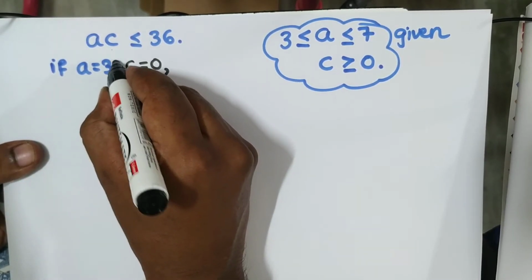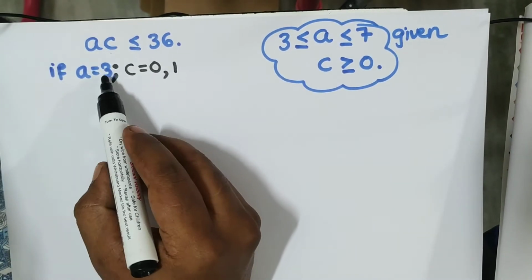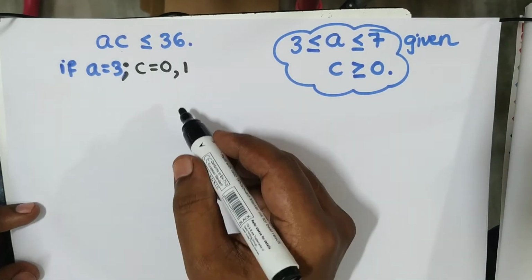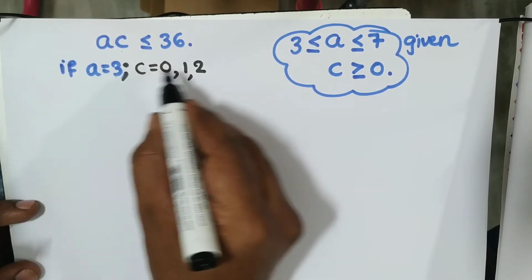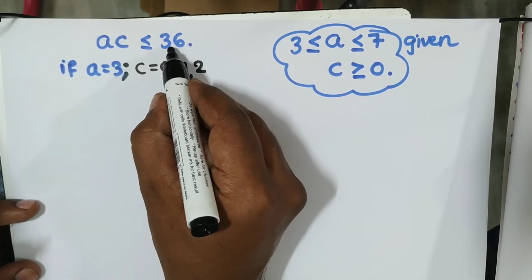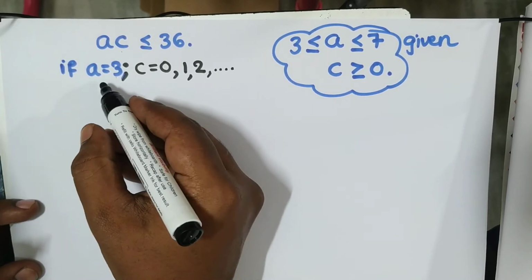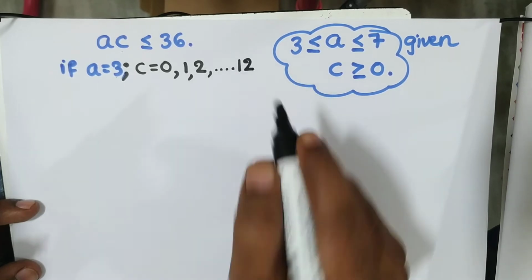Okay, A equal to 3. Now C equal to 1. Now 3 multiplied by 1, again satisfying this condition, less than or equal to 36. Now C equal to 2 is also correct. 3 2s are 6, less than or equal to this 36, and so on. You keep on going. How long can we go like this? Until we reach C equal to 12.